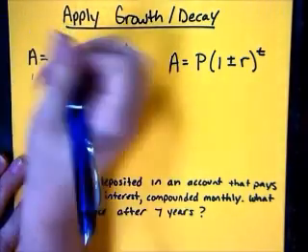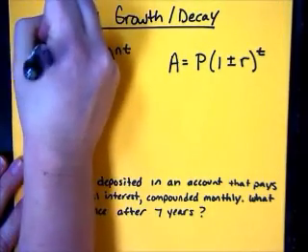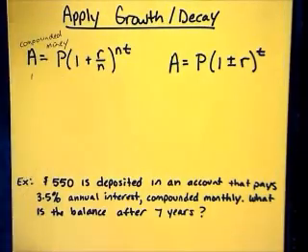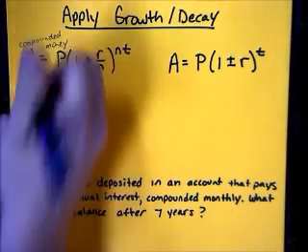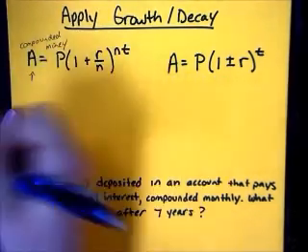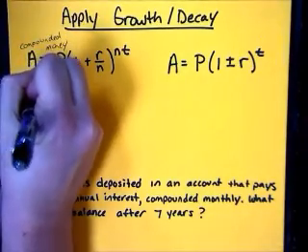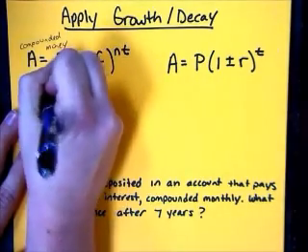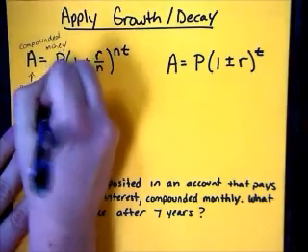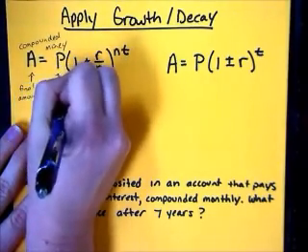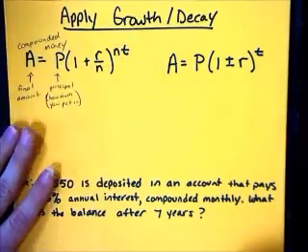So this is going to be our compounded money. So if your problem talks about money being compounded, then you're going to use this equation. A stands for the amount afterwards, so your final amount. P stands for principal. Principal is what you put in, so how much you put in, or your starting value.